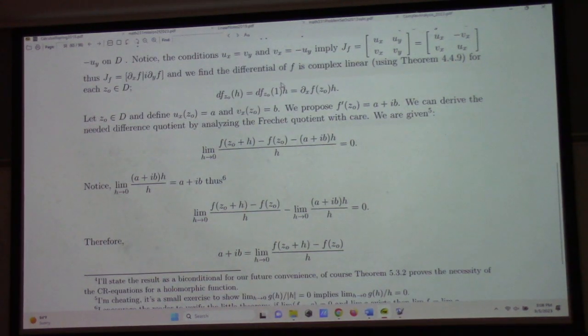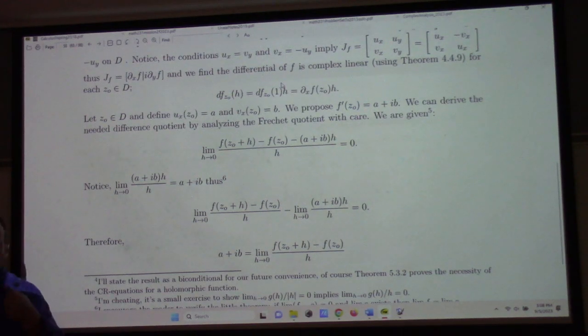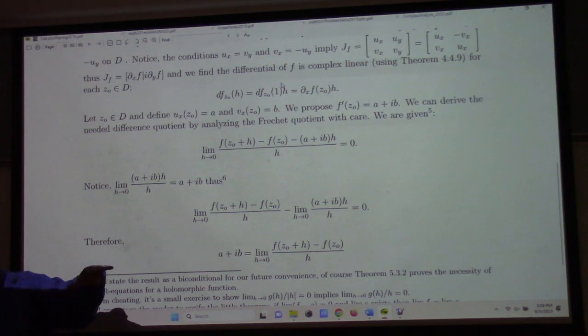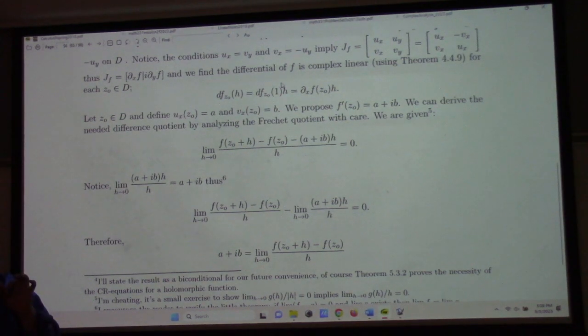So the critical thing, though, was that technical thing I proved last class, that continuous differentiability implies the existence of the differential and hence the satisfying of the Fréchet quotient. Once I have that, then I can replace the formula for the differential with complex multiplication. That's essentially the proof.